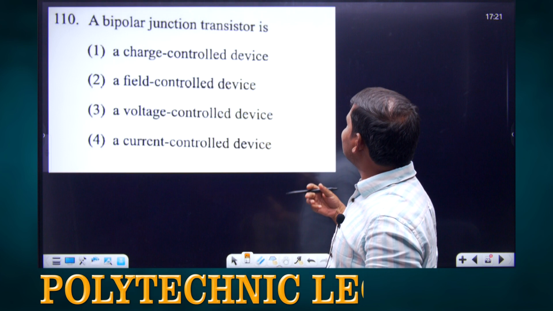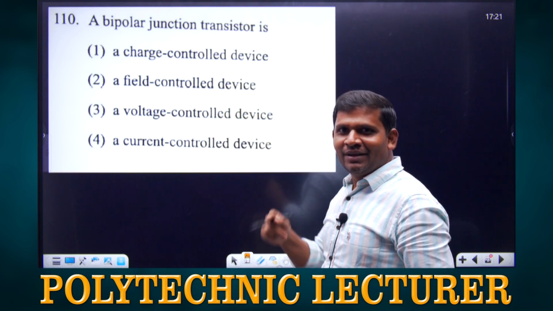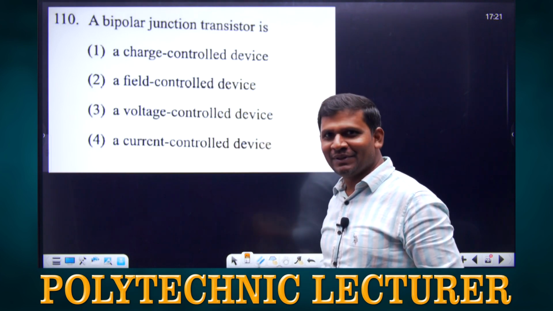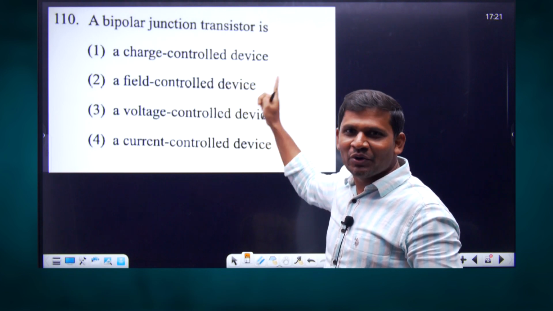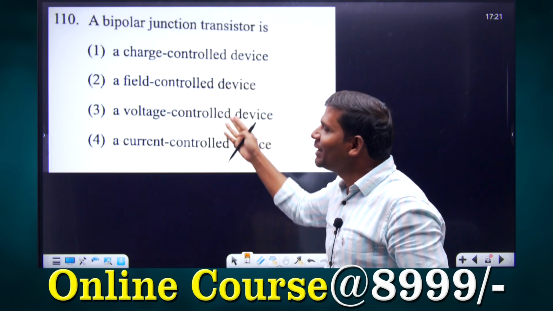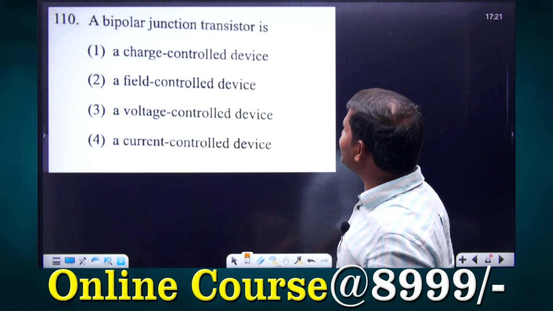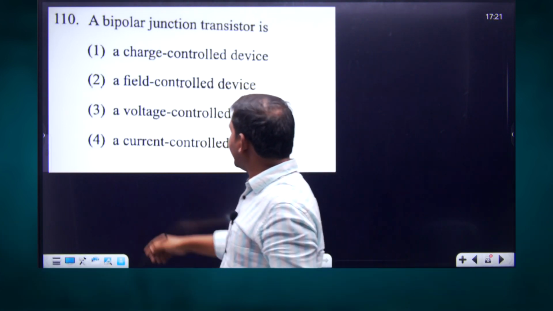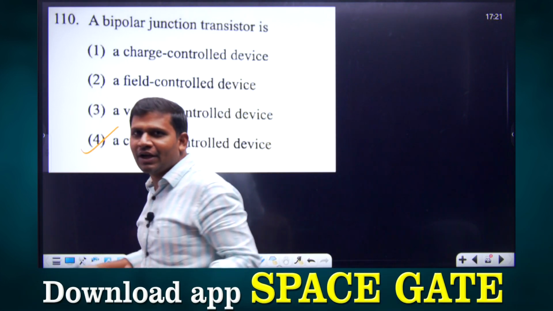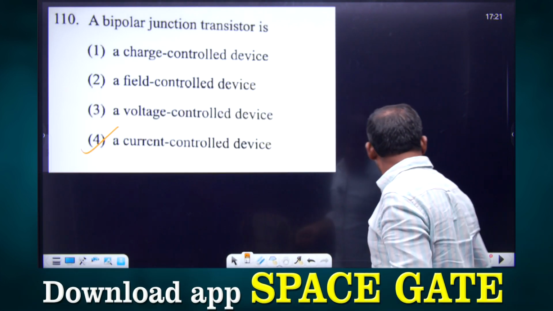Yes, students, see the one more question. A bipolar junction transistor is, in the same exam it is a repeated question. Already in the matching question the same question is asked, and again it is asked separately. A bipolar junction transistor is a current control device. BJT is a current control device, sir. All of you know that well.